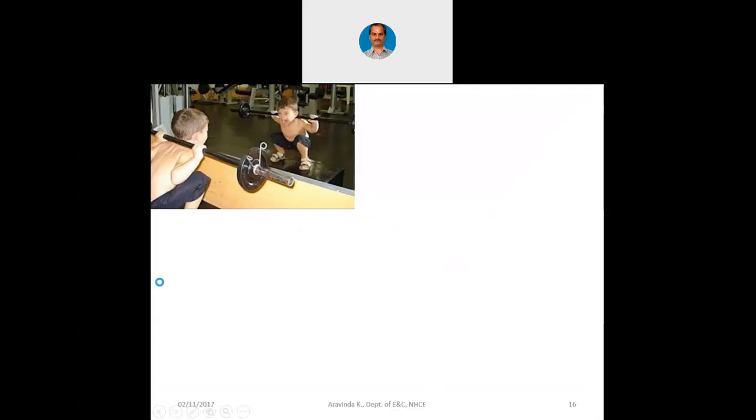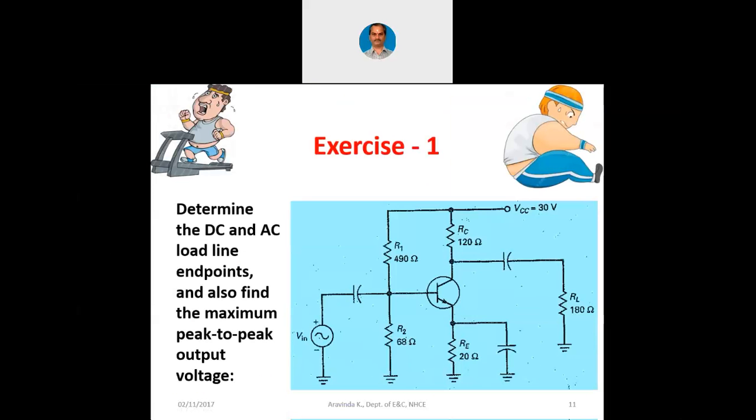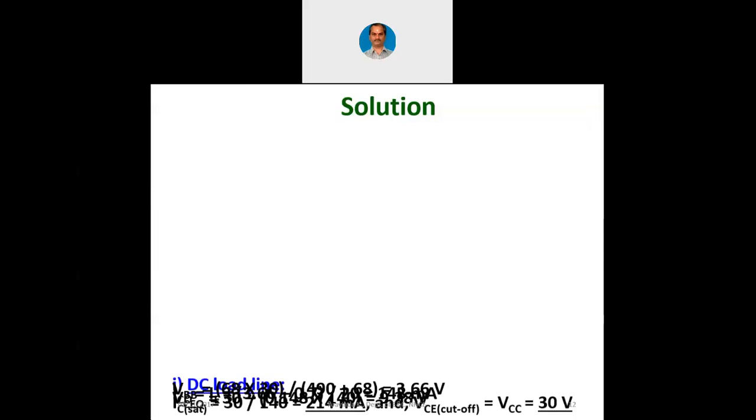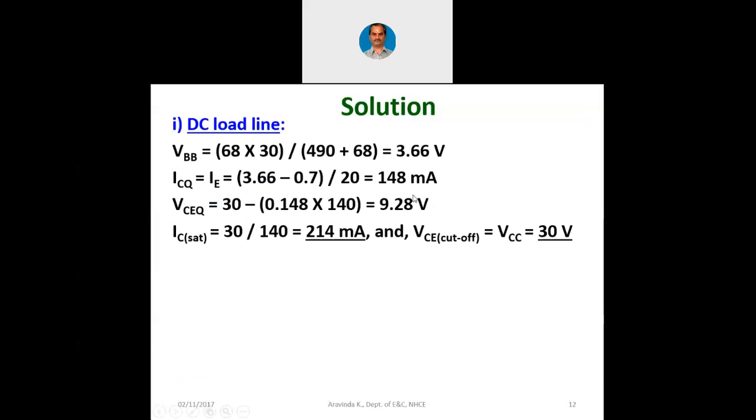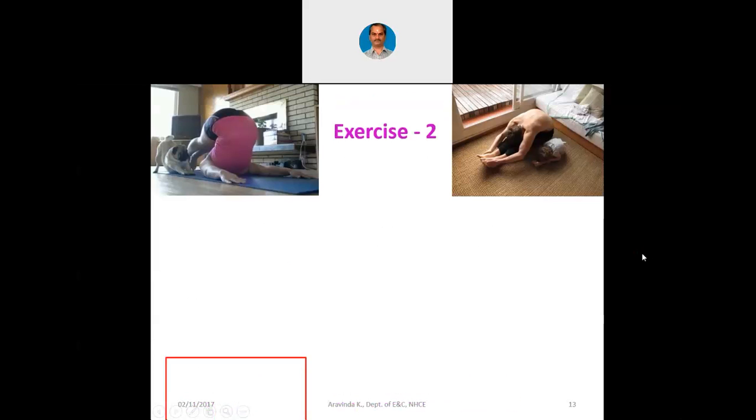Now let me go to the slide where I have exercise 1. Now this is that exercise 1. In this exercise 1, VCC was 30 volts. Now what we want here is ICQ, right? ICQ we have already found out. ICQ is 148 milliampere, or 0.148 amperes. That is enough for our calculation. So let us proceed now.